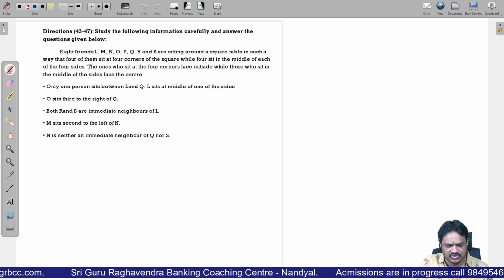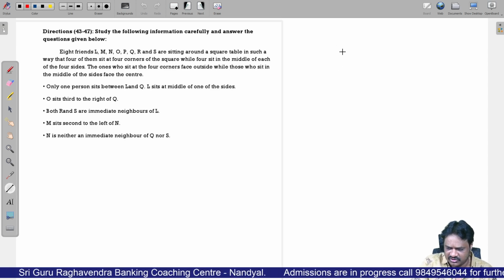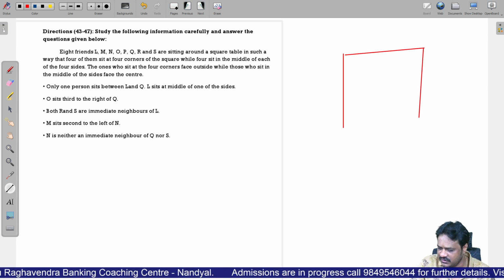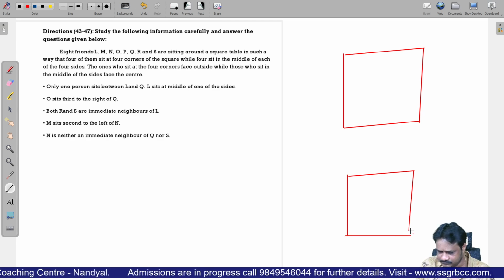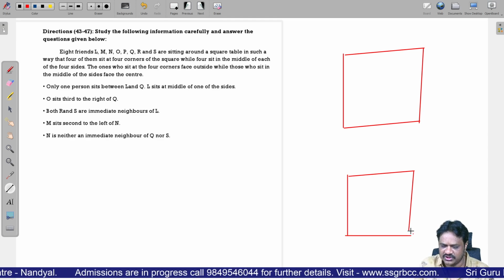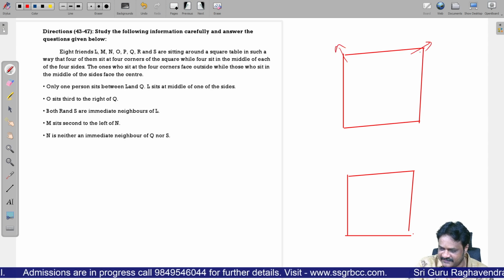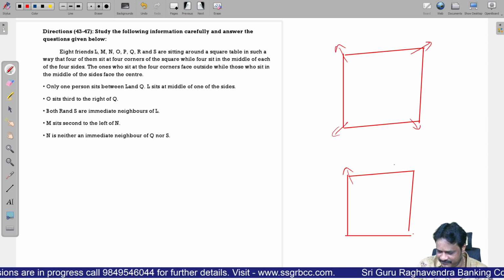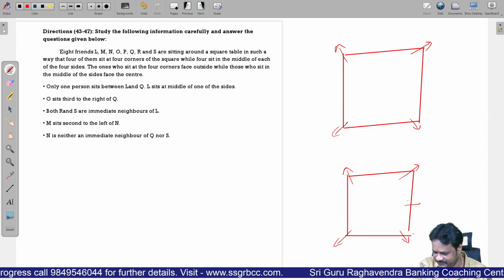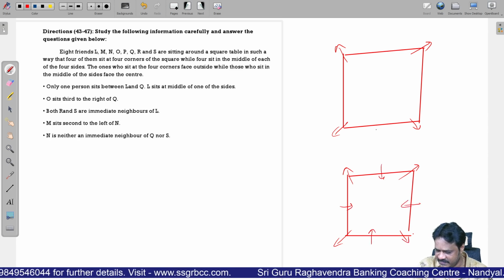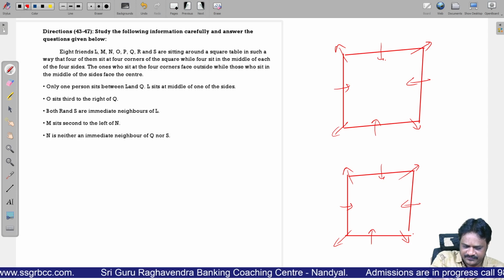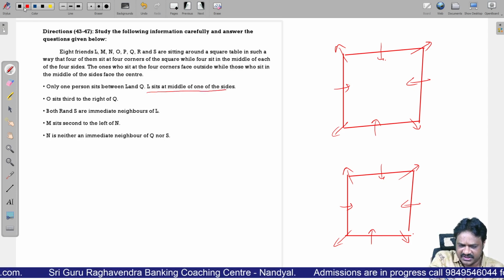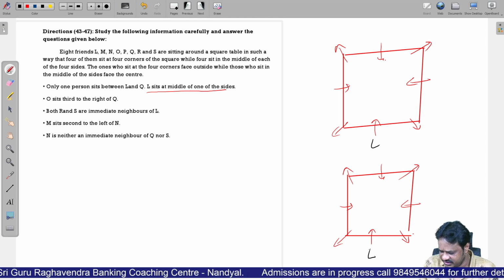Now, this is also one more square seating arrangement. All of you draw 2 squares. The ones sitting in the corner are facing outside. The ones sitting in the middle are facing the center. Now, let us start the puzzle. First thing, L is in the middle. So, write down L in the middle.